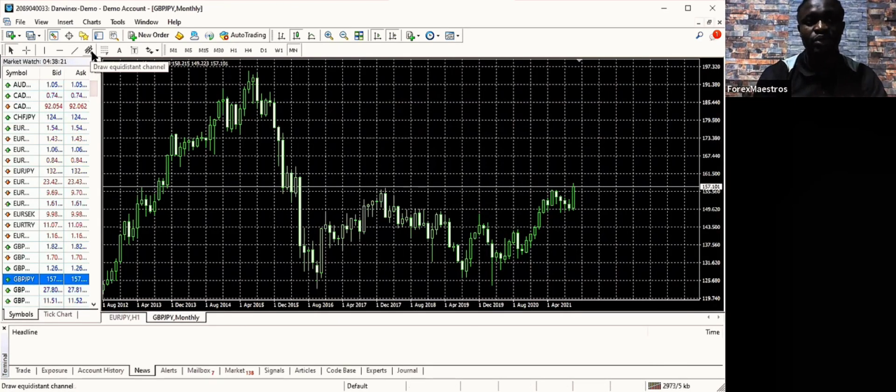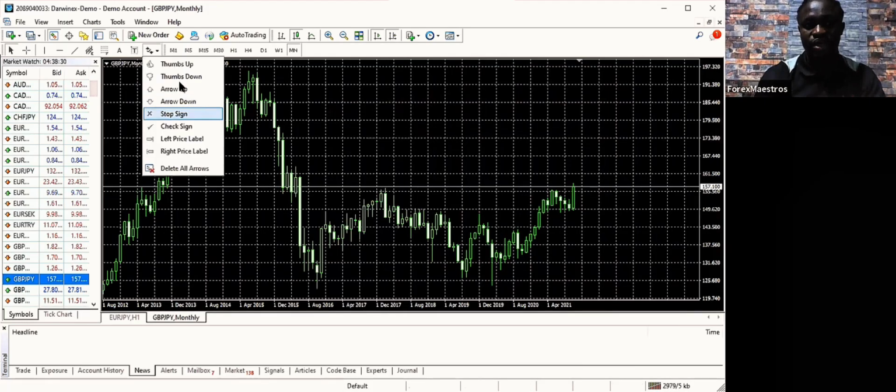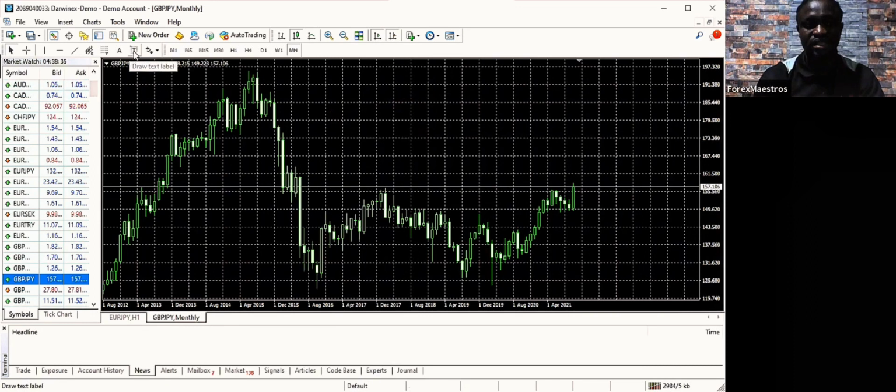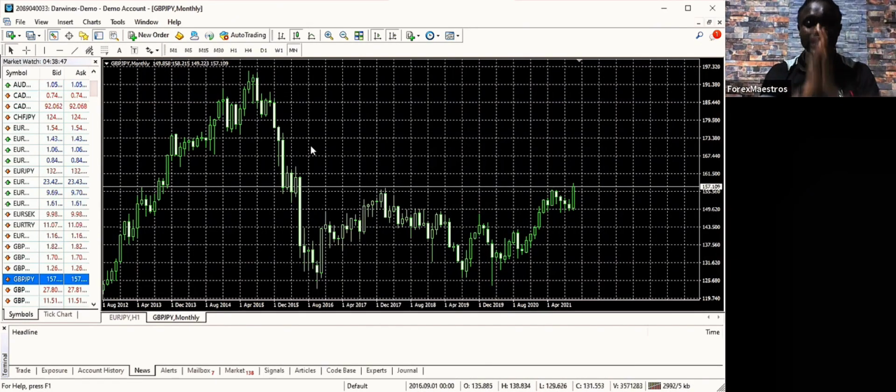The draw equidistant channel. Your Fibonacci, all of those arrows. Okay, these are your arrows. You can draw them. Your text, I already told you what the text is. Your text label, if you want to label a candle, what have you. That's where you do them. Okay, so good. I've shown you what the tools represent. All right, good. And then you know where to get what.